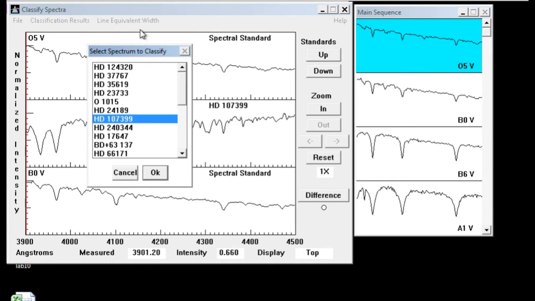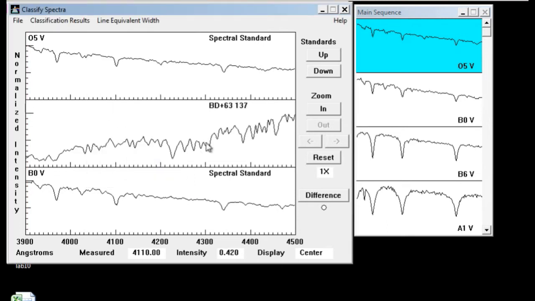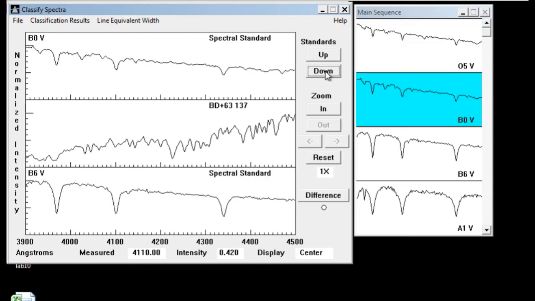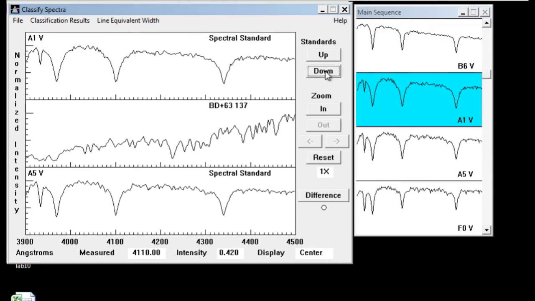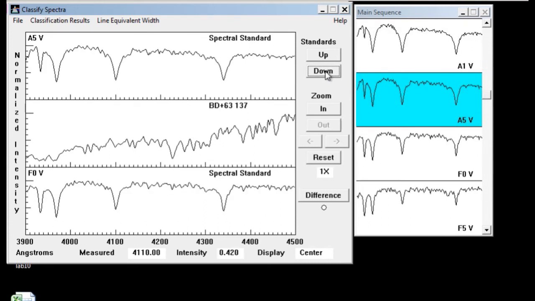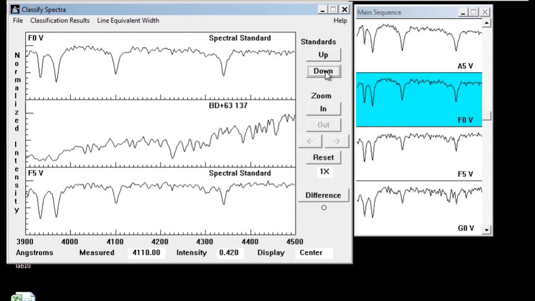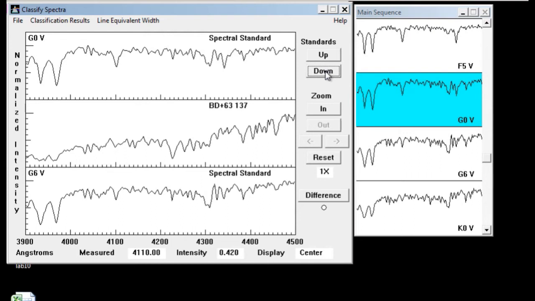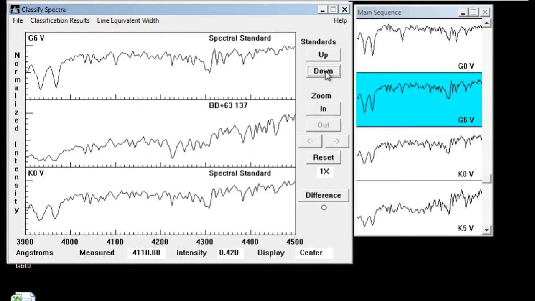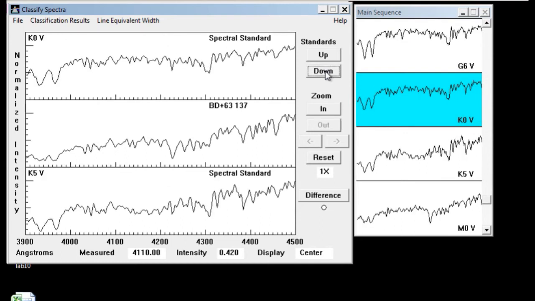So the next one is BD plus 63 137. That's this middle one here. Again, we're just going to go through the list, and you can write down which one you think it is and the reasons why you picked that. As we do more of these, you should also kind of get a feel for which end of this list the answers will be at, or the more correct answers will be at.